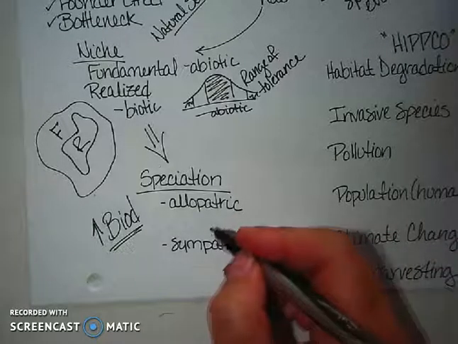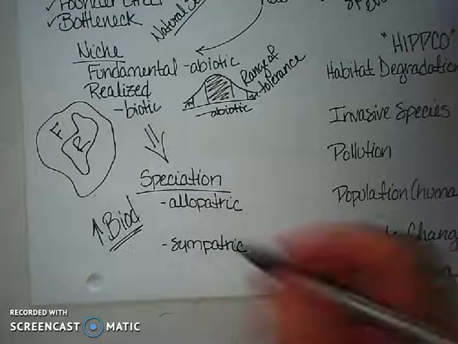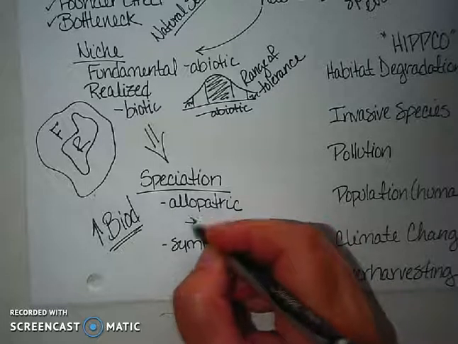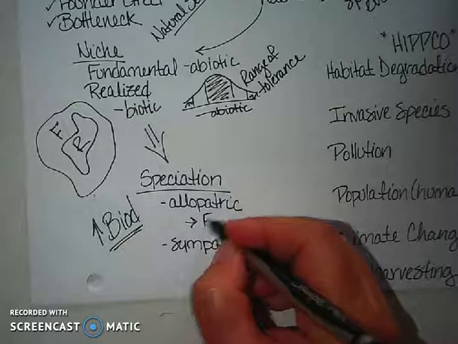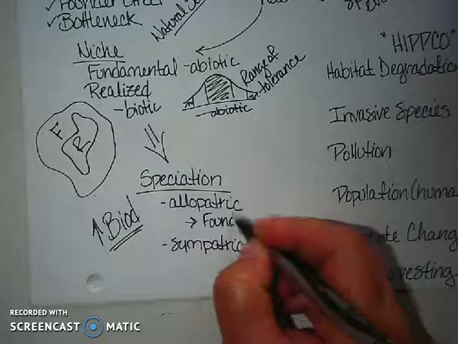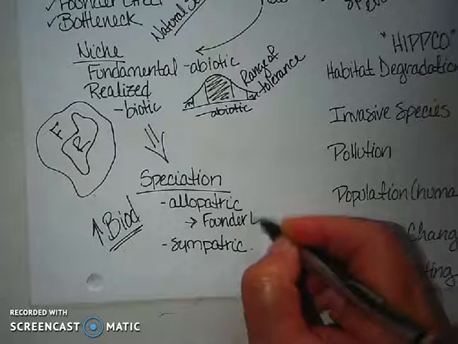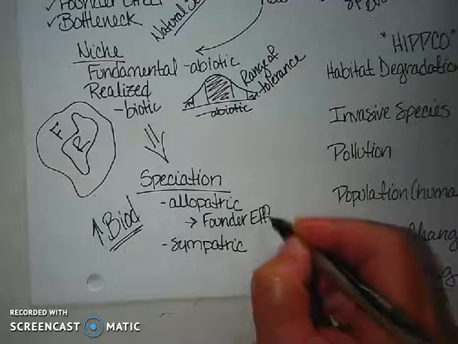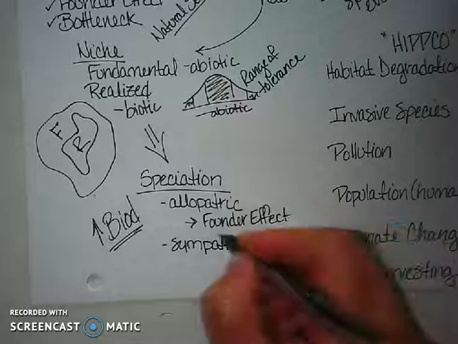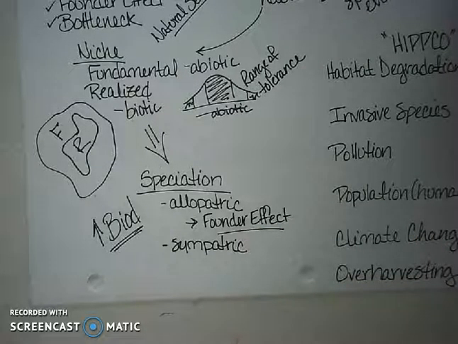I can't talk today. Allopatric speciation is through the founder effect. Okay, you basically need the founder effect to have this one. This is when a population gets split, a lot of times due to a physical factor, something splits them. A mountain range forms and splits the species and they can't cross the mountain.